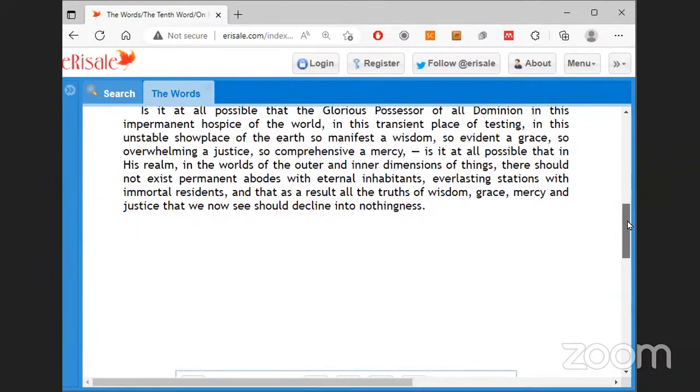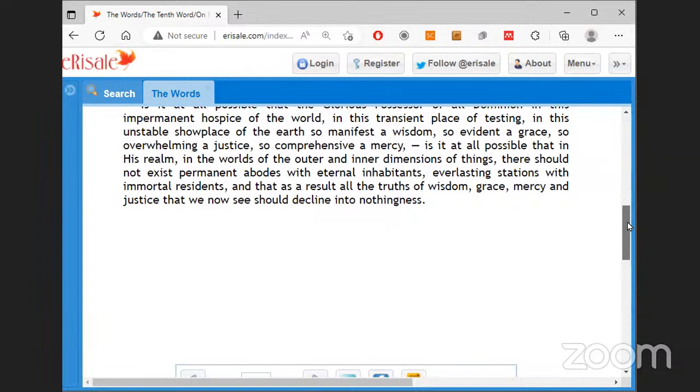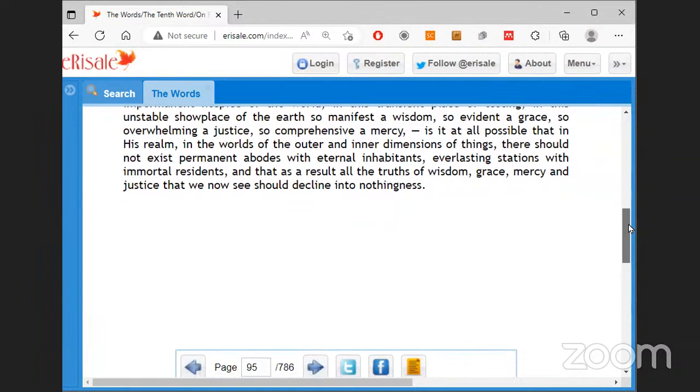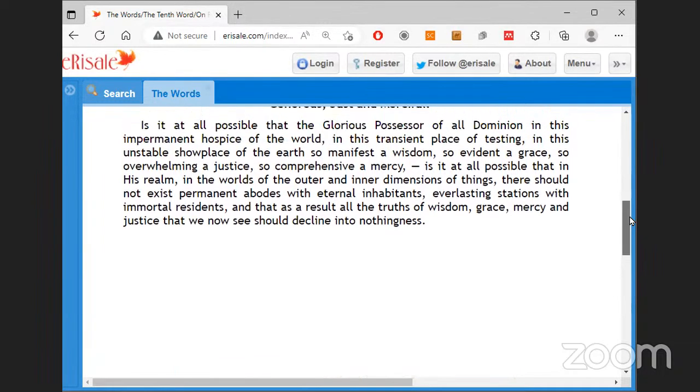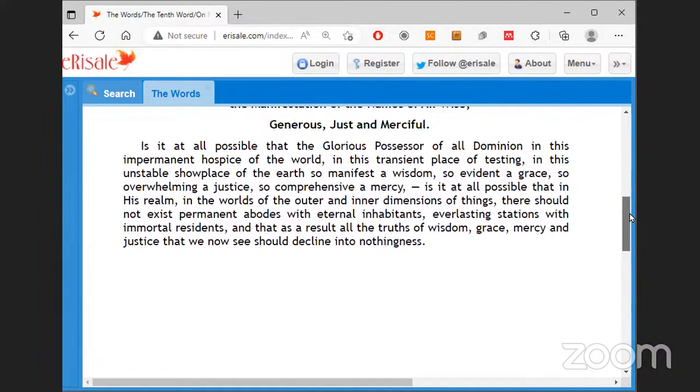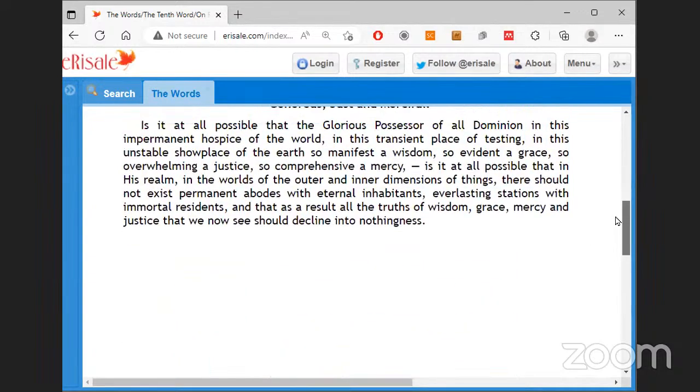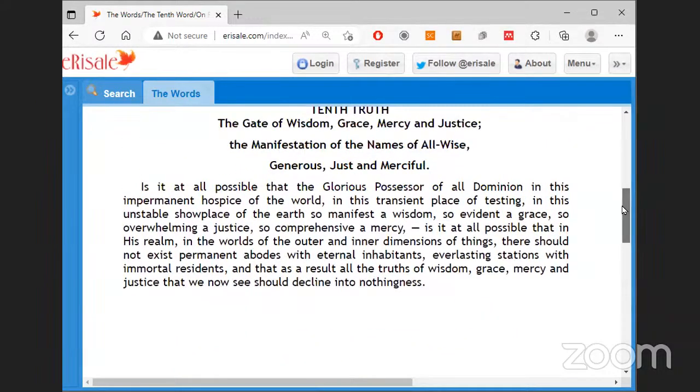Is it at all possible that in his realm, in the worlds of the outer and inner dimensions of things, there should not exist permanent abodes with eternal inhabitants, everlasting stations with immortal residents, and that as a result, all the truths of wisdom, grace, mercy, and justice that we now see should decline into nothingness?